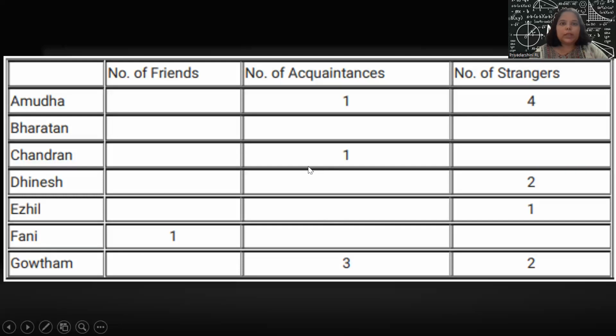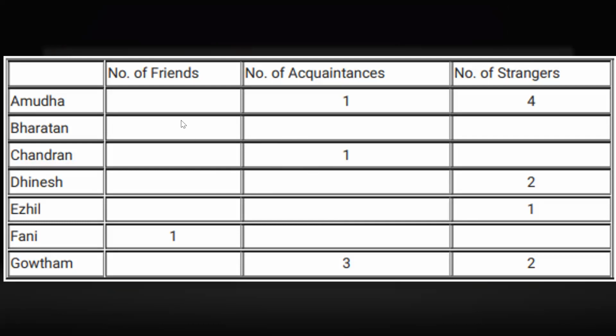There are 7 persons in this group, so you should have the number 6, excluding the person you are talking about. When you add column-wise, you should get 6. For example, if I take this column, Gautam has 3 acquaintances and 2 strangers, so I have to fill 1 to make the total 6. Similarly 4 and 1. I have to fill it with 1 for Amudha to make the column sum 6, because Amudha cannot have a relationship with herself. So Amudha will have a relationship with Bharatan, Chandran, Dinesh, Elil, Pani, and Gautam. So the total for this column will be 6.